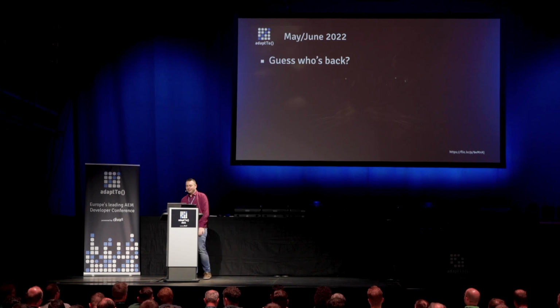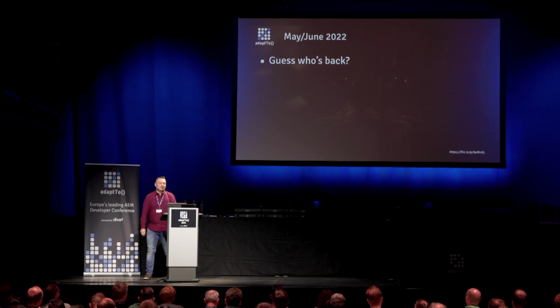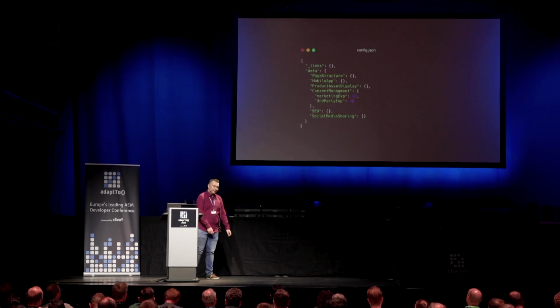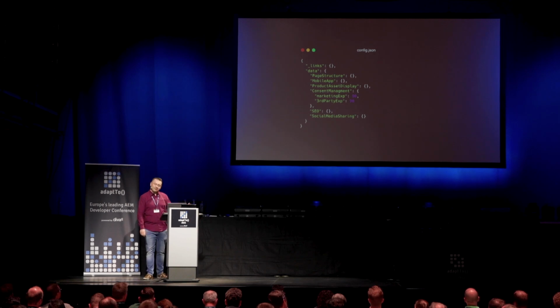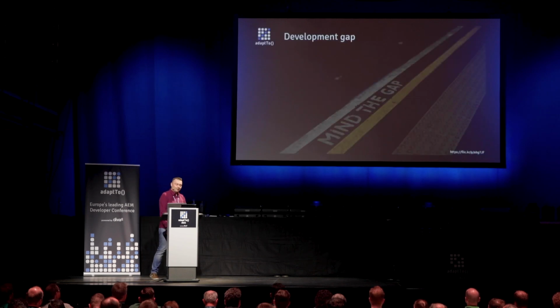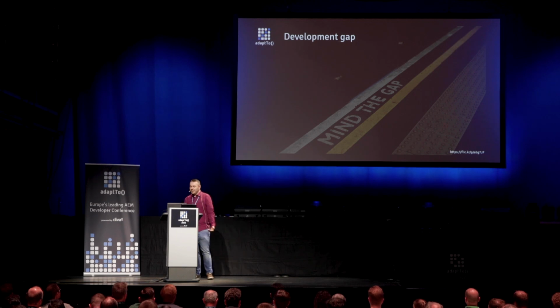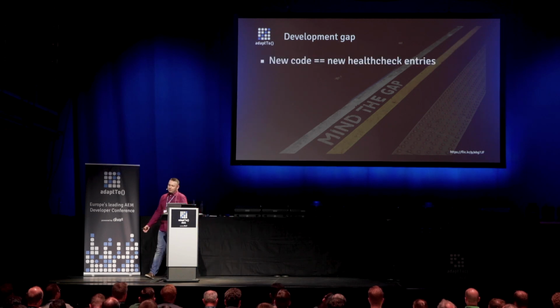5 to 6 months later, that was the end of May, beginning of June, our favorite broken JSON returned. And this time, it was like this. I'm not going to go into details, but as you can clearly see, there's missing data here. And this time, it turned out to be related to the development gap. So over those 5 to 6 months, we added a bunch of new code, and we didn't bother about updating the config. So we ended up with broken JSON again. So this time, it was super simple.